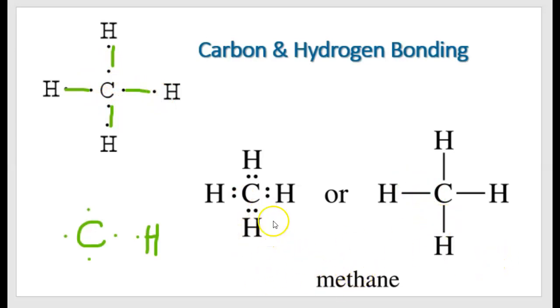And methane is an organic compound because it's composed mainly of carbon and hydrogen. And the carbon is bound to four different hydrogens. So that's kind of how you draw Lewis dot structures and how you determine how many electrons are in the valence orbital. We will talk about bonding again in the next lecture.